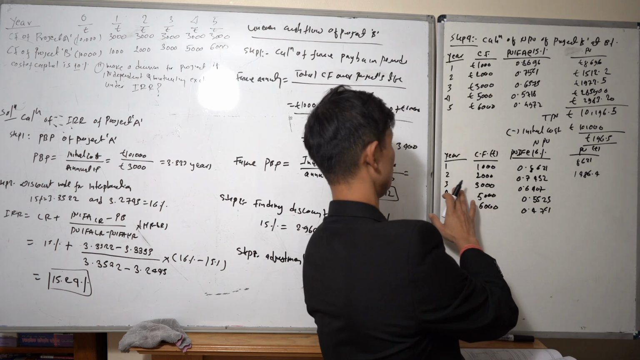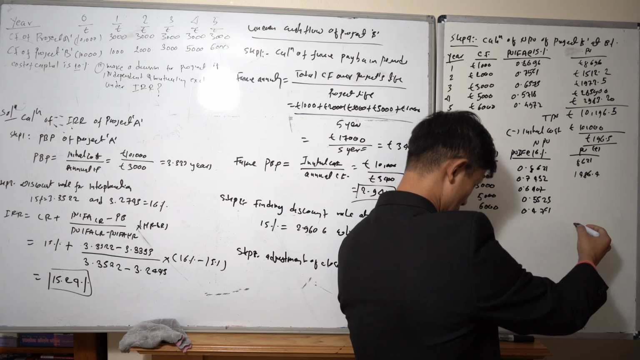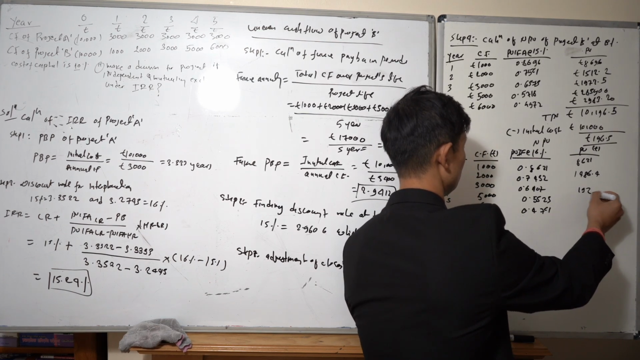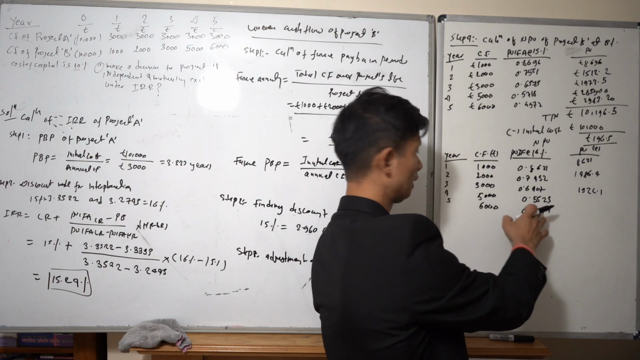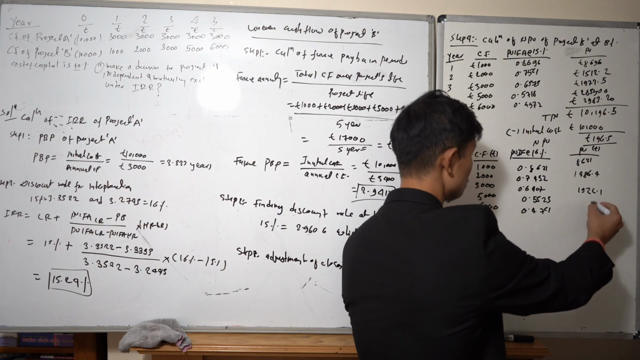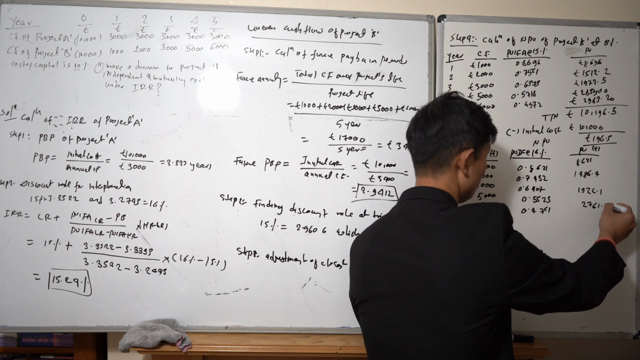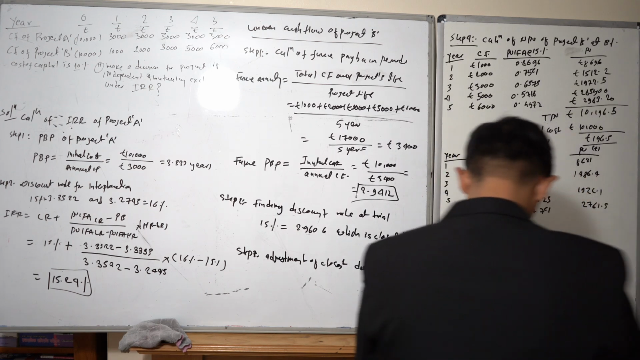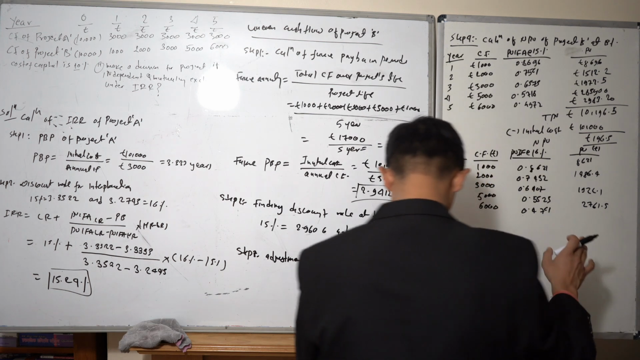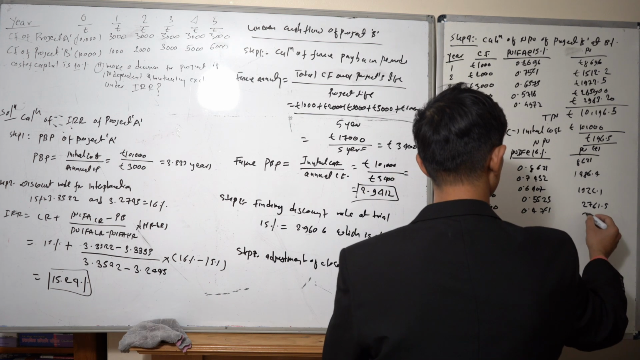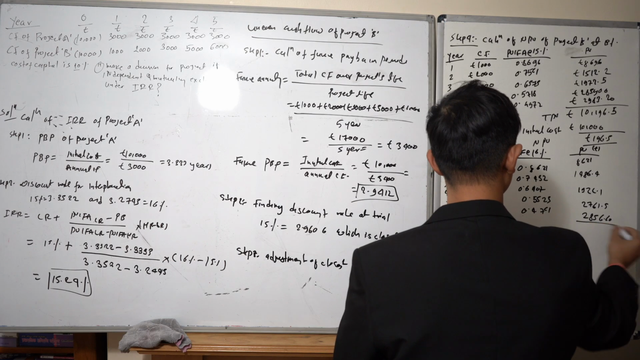Multiply 3000 by 0.6407, you will get a value of 1922.1. Multiply 5000 by 0.5523, you get 2761.5. Let's multiply finally 6000 by 0.4761, you get 2856.60.